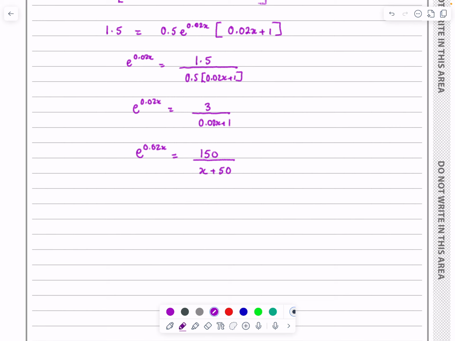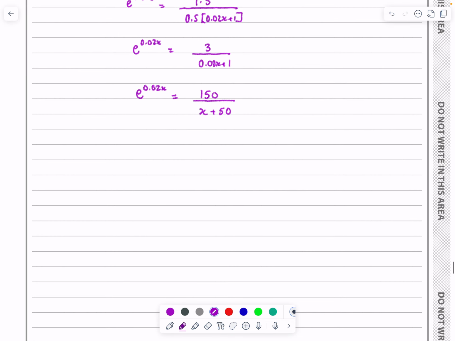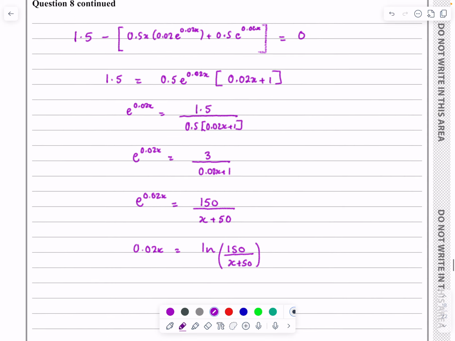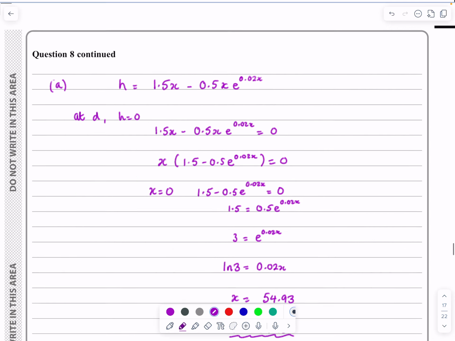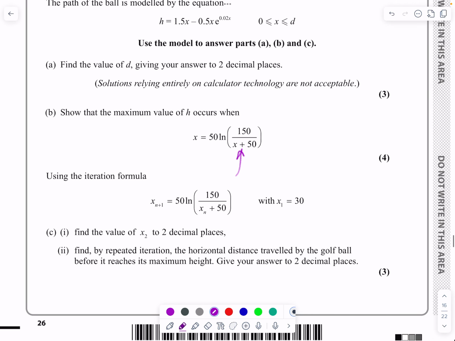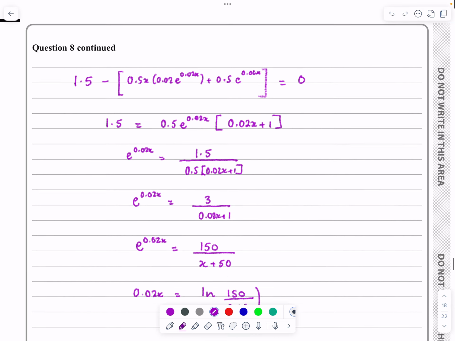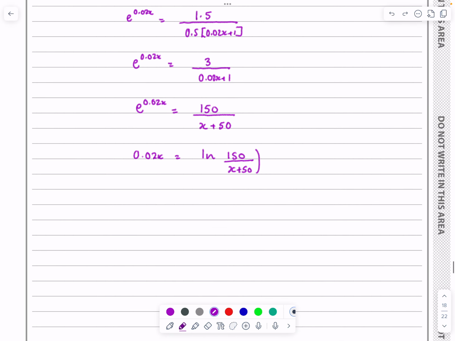So we're beginning to get closer now to what we want. Just like previously, I'll log both sides here. So I'll get 0.02x is equal to log 150 over x plus 50. Now, I haven't been keeping an eye on what you were trying to do, but you might have kept going back to see how close you're getting to what I'm trying to show for my answer here. But I wouldn't be too worried about it as I was going through and doing it.